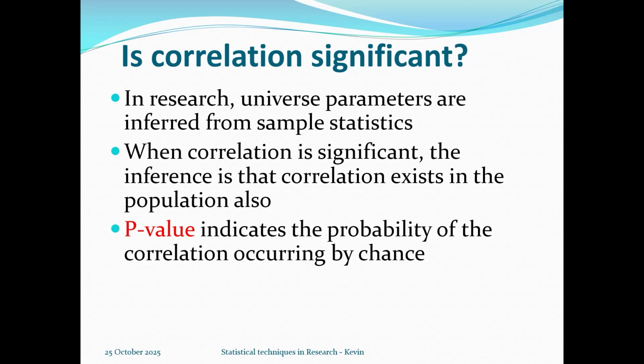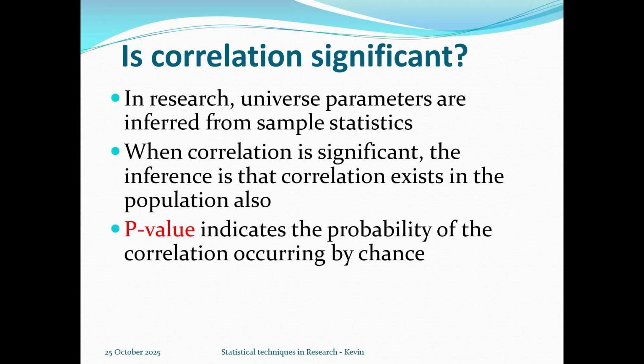It indicates the probability of the correlation occurring by chance. The correlation might have occurred in your sample by chance. When you take another sample, it may not be there. So just by chance, the correlation has occurred. So p-value indicates the probability of correlation occurring by chance. So what is the probability of correlation occurring by chance?